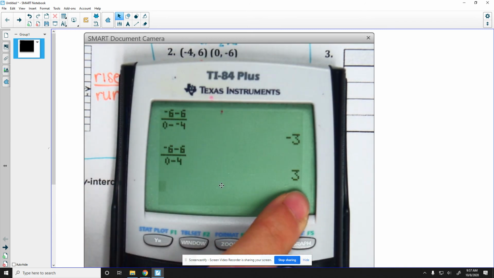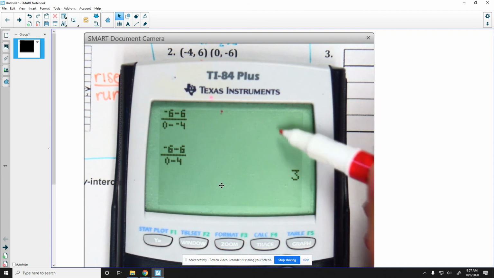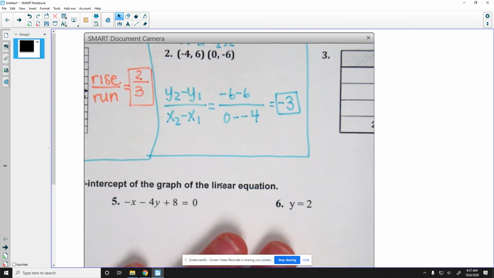Do you see how it changes the entire symbol? You might not think it's a big deal because it's just a negative symbol, but it changes your line. Your line's going down here, but your line's going up here. So be very, very careful with the symbols.